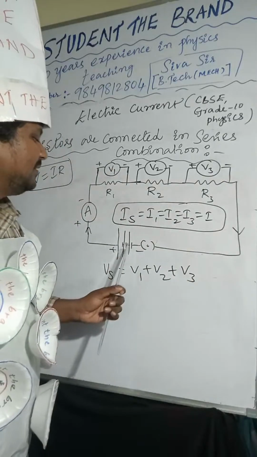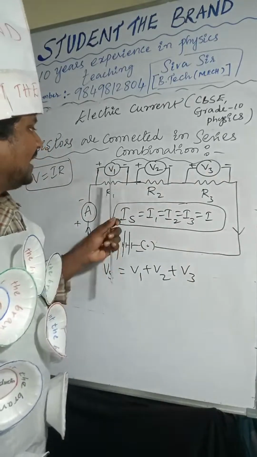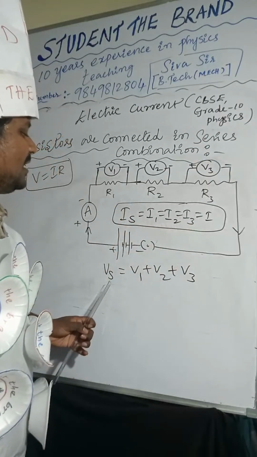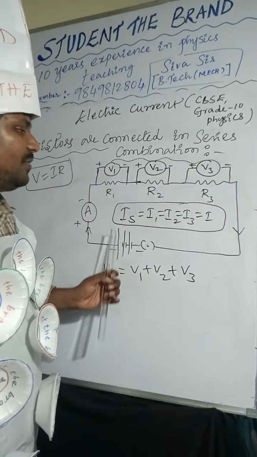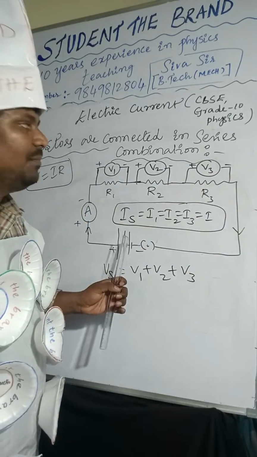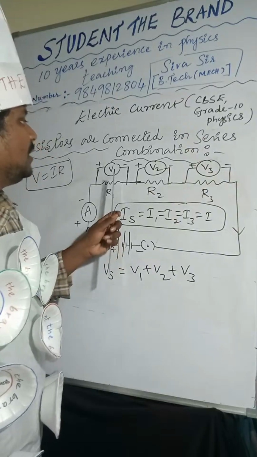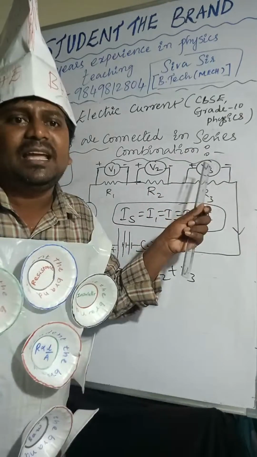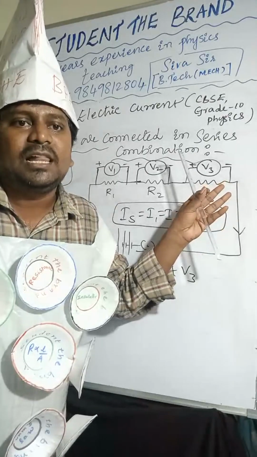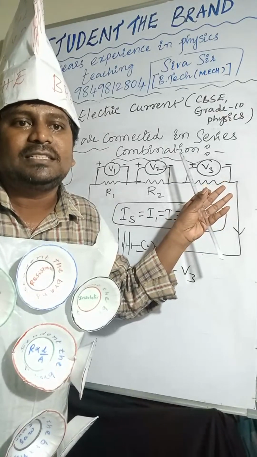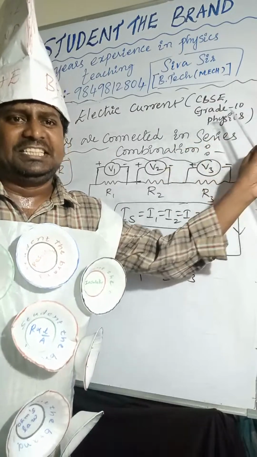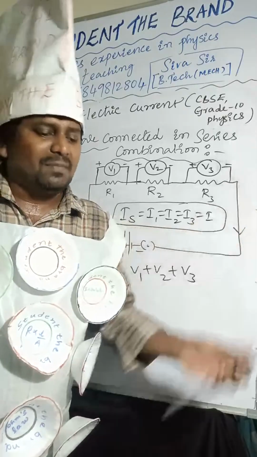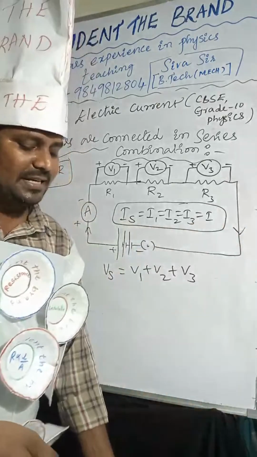So come to the point. The potential difference across the battery here, that is equal to V1 plus V2 plus V3. Whatever potential is coming from the battery, the same potential is equal to V1 plus V2 plus V3. Vs equal to V1 plus V2 plus V3.